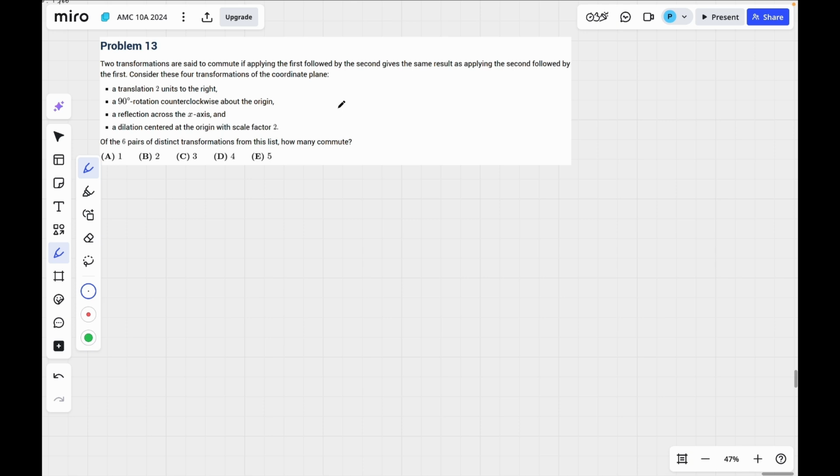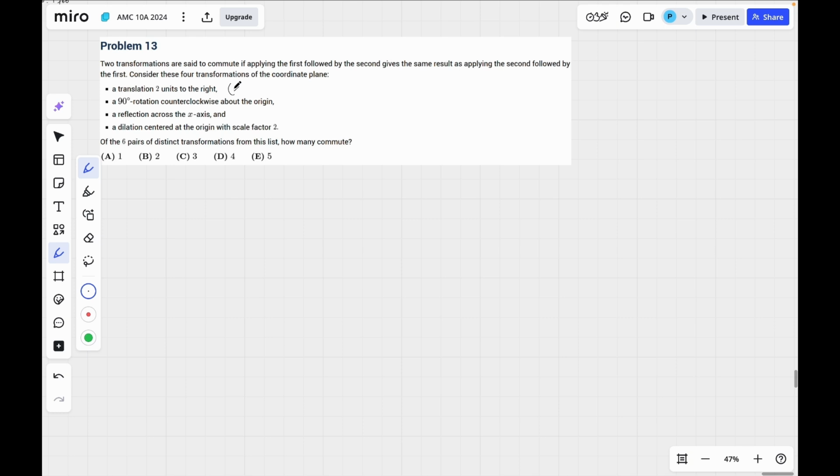Now, problem 13. Two transformations are said to commute if applying the first followed by the second gives the same result as applying the second followed by the first. Consider these 4 transformations. First, there's a translation 2 units to the right. There's a 90-degree rotation counterclockwise about the origin. There's a reflection across the x-axis and a dilation centered at the origin with scale factor 2.